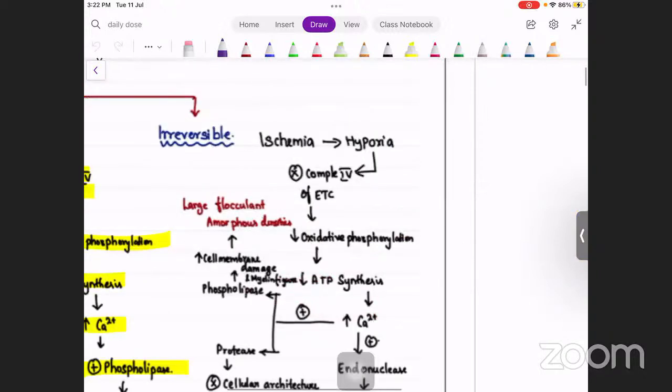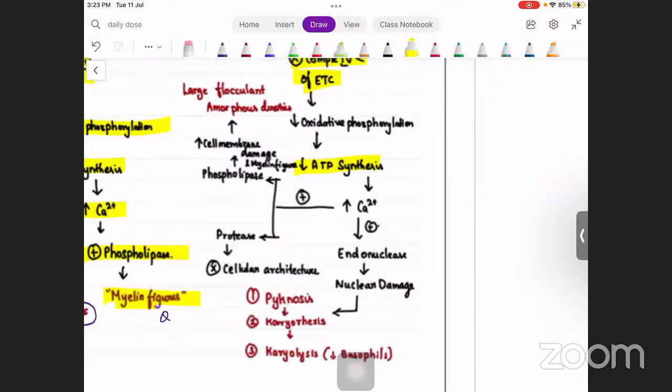Now, speaking about irreversible cell injury: ischemia leads to hypoxia, and complex 4 is not working. When complex 4 of the electron transport chain is not working, there is lack of ATP synthesis. Lack of ATP synthesis could result in increased calcium level. Increased calcium level will activate 3 enzymes here. First is endonuclease. Second is protease. And third is phospholipase.